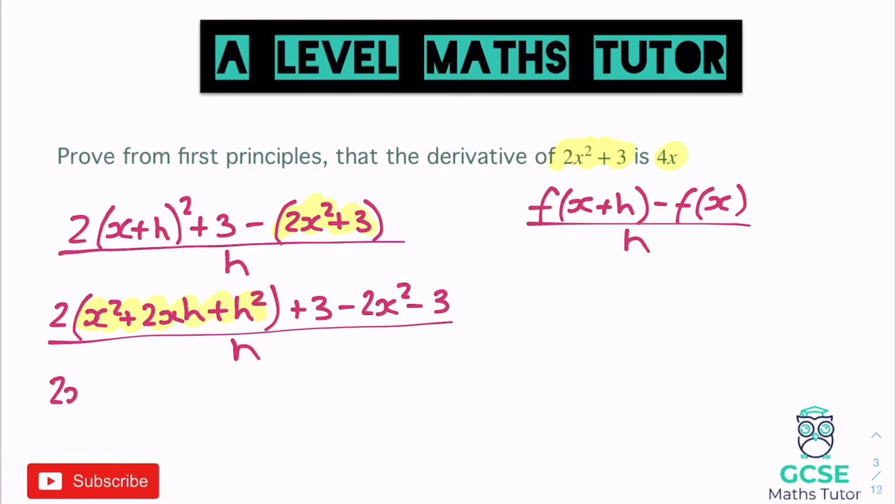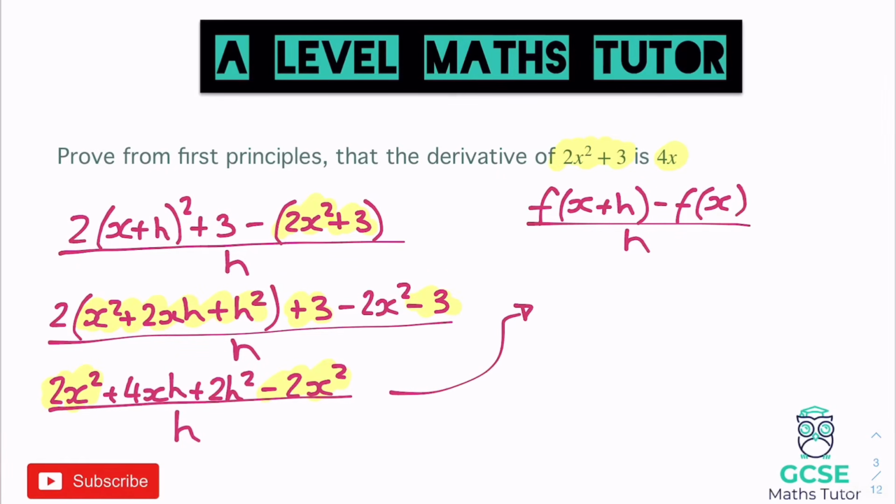We've got 2x squared plus 4xh plus 2h squared. Then on the outside of the bracket there, we've got a plus 3 and a minus 3, so they're going to cancel each other out, but we still have that minus 2x squared there, so minus 2x squared, and that is all over h. Now again, looking at how this simplifies, we've got the 2x squared on the top with a minus 2x squared, so they're going to disappear. So let's just write what we have left. We've got the 4xh plus the 2h squared, and that is all over h.